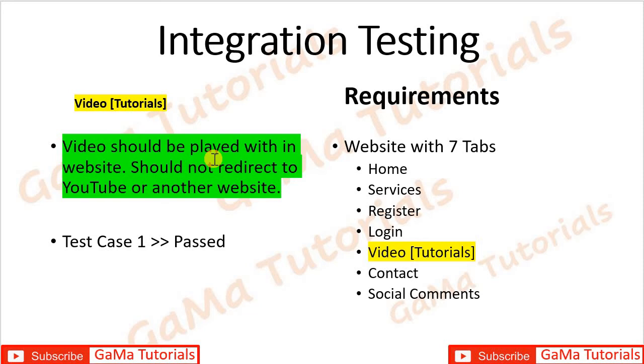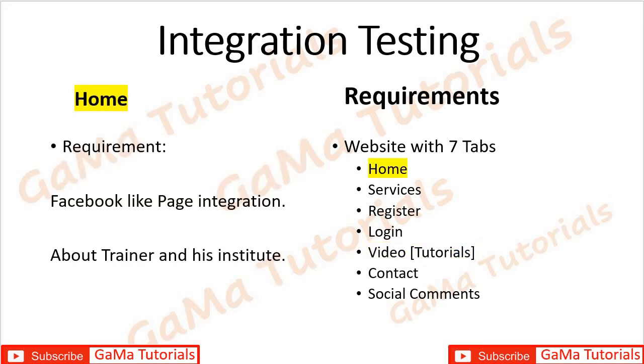Now what happened? One more tab is developed, and that tab is the home tab. Another developer worked on that tab and it is now ready. Basically, in that tab we are using the integration plugin of Facebook. Because of that, we have to check when we are integrating these two tabs, the home tab and the video tab, is there any impact on the previously passed functionality?